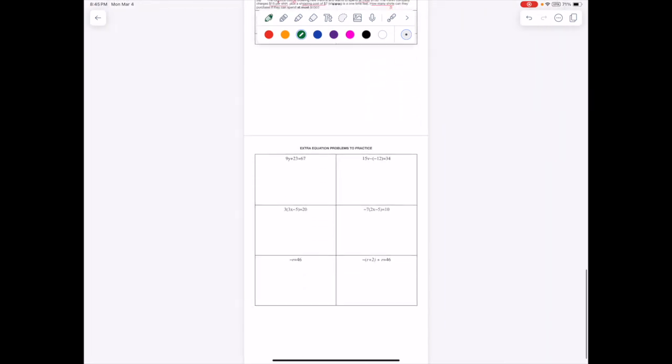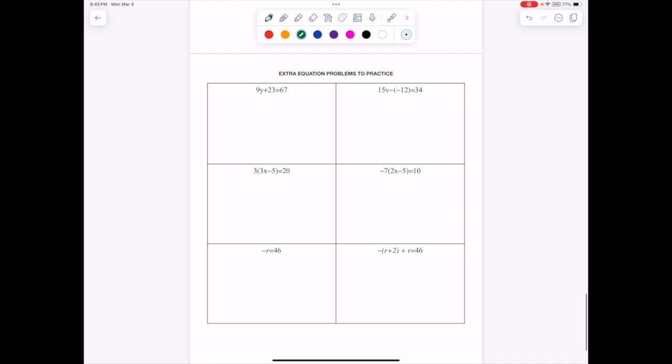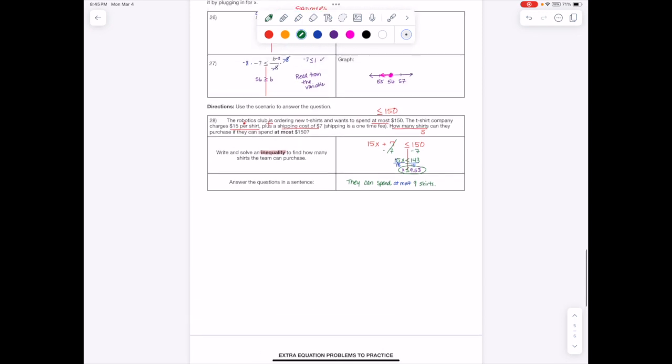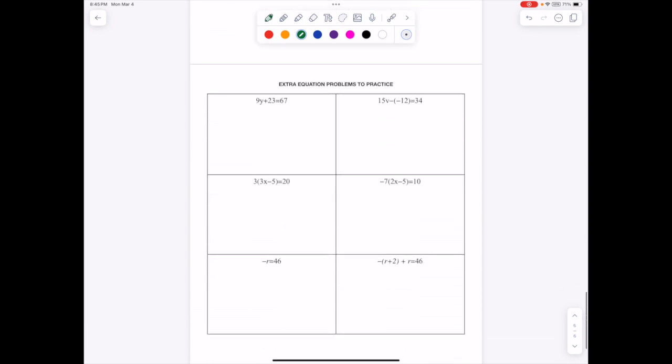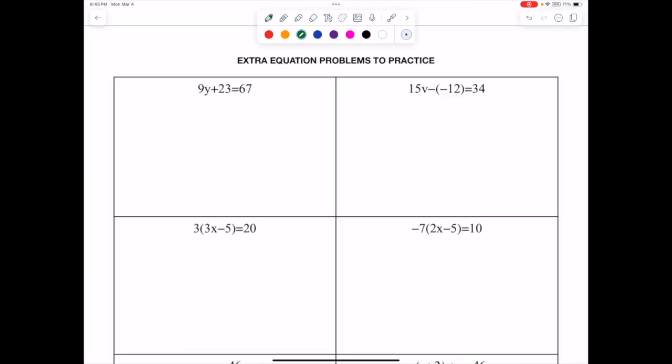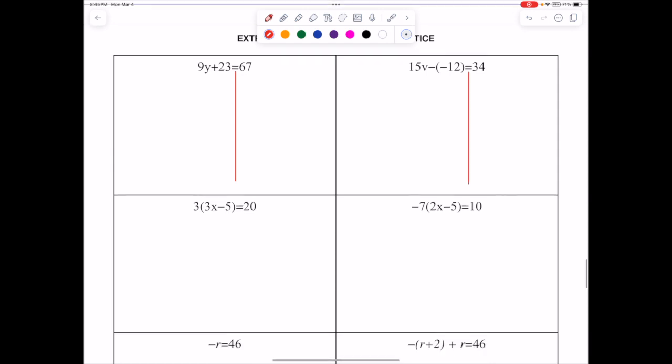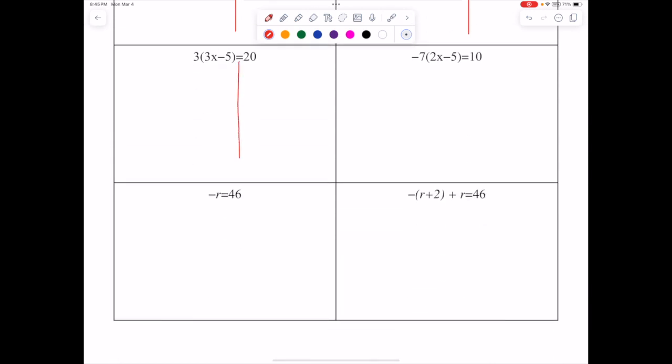Now the bottom part are just some extra equation problems to practice. You don't have to do those, but if you do want some extra practice, those are there for you. I will go ahead and just do them real quick so you have them as an example. So separating our workspace for all of these problems, and I'll move pretty quickly through all of these.